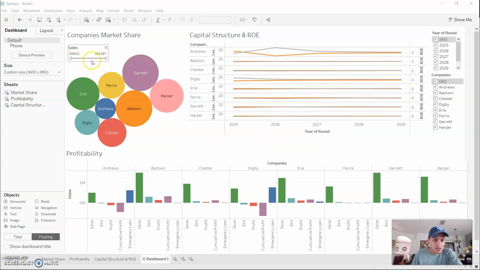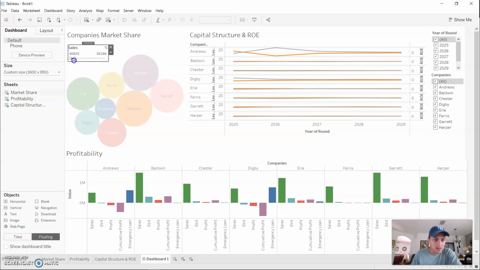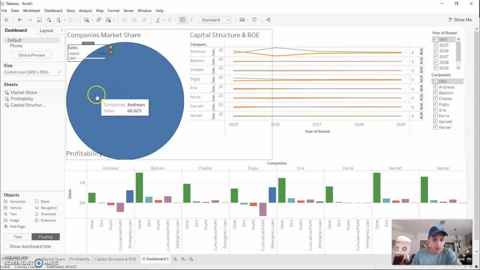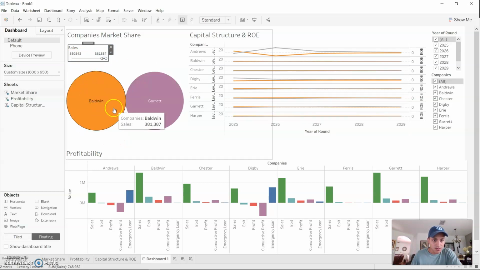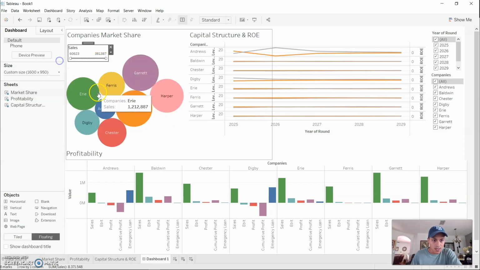So the first step is trying to find the worst company with the lowest market share throughout those 4 years. So we will use the sales filter to filter out. We found that Andrews is the worst company within those 4 years. And we will find the top end of the interval. We'll find that there are very close competitors between Baldwin and Garrett, but we can see Baldwin has the greatest sales across all those 4 years. So we use Baldwin and Andrews.